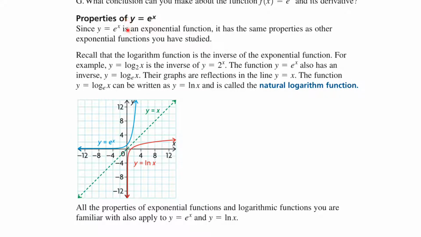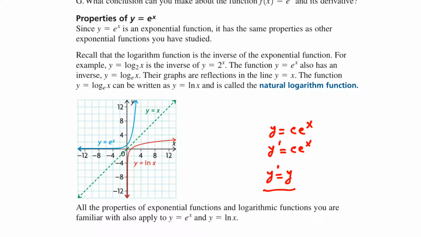The importance of y equals e to the power of x is its derivative. The derivative of a constant times e to the power of x is itself. e to the power of x is an exponential function. The graph is increasing and concave up, and it is between the graph of y equals 2 to the power of x and y equals 3 to the power of x.